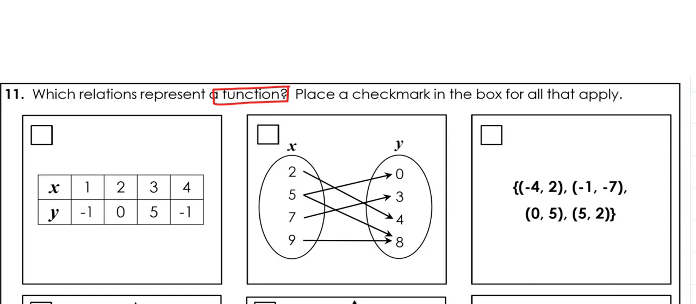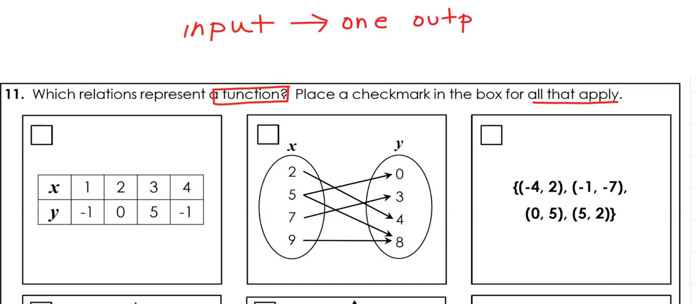It says that this is an all that apply question. So there could be more than one answer, or there could only be one answer. Now, before we get started, I want to go over what constitutes a function. To be a function, every input has one and only one output.